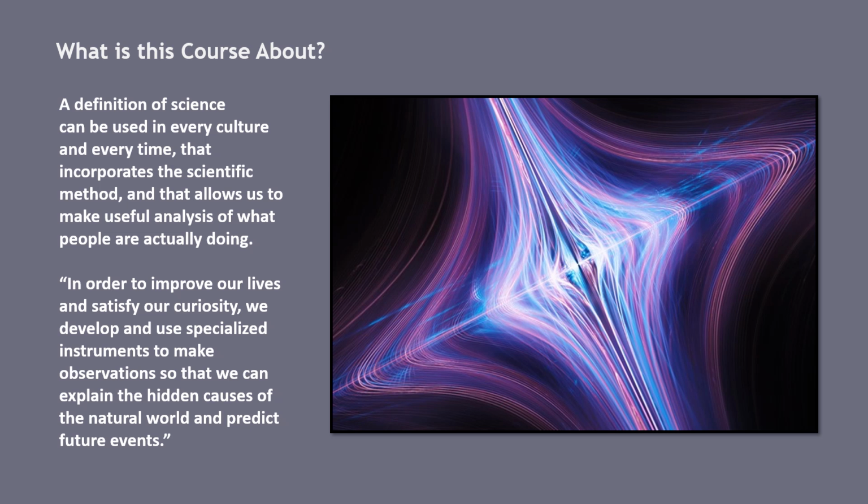So, in order to improve our lives and satisfy our curiosity, we develop and use specialized instruments to make observations so that we can explain the hidden causes of the natural world and predict future events. That definition is going to obtain through the whole course, and it's going to be something we pick apart and rethink again and again. And as you take other science courses, I hope you will think about this definition: specialized instruments to make observations, to explain hidden causes, and predict future events.